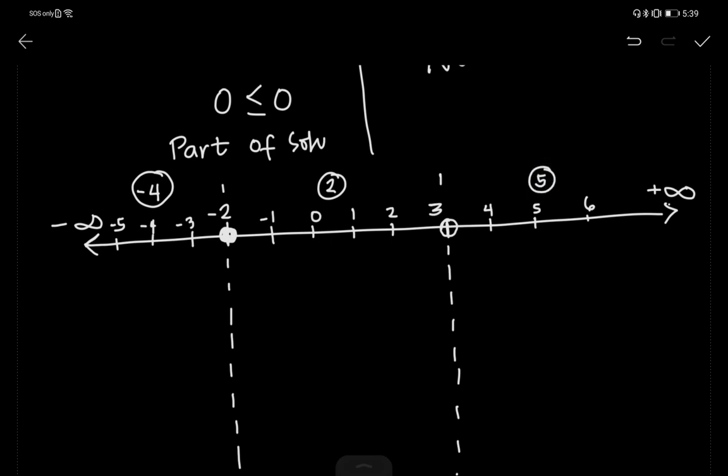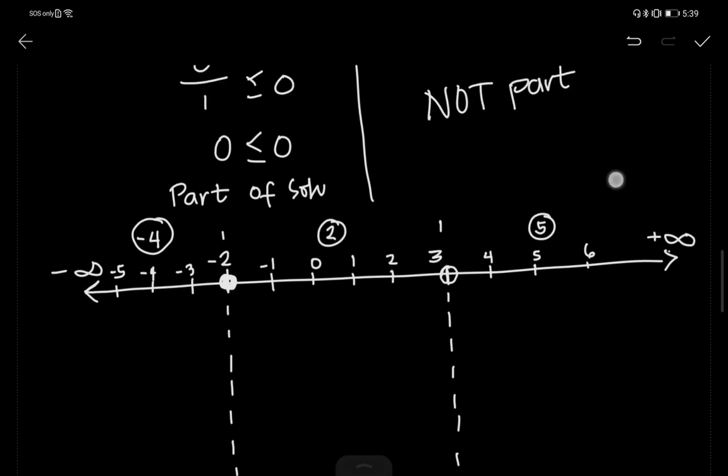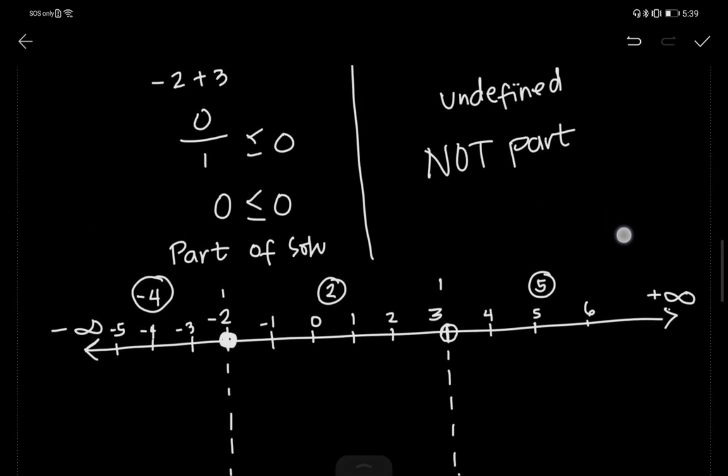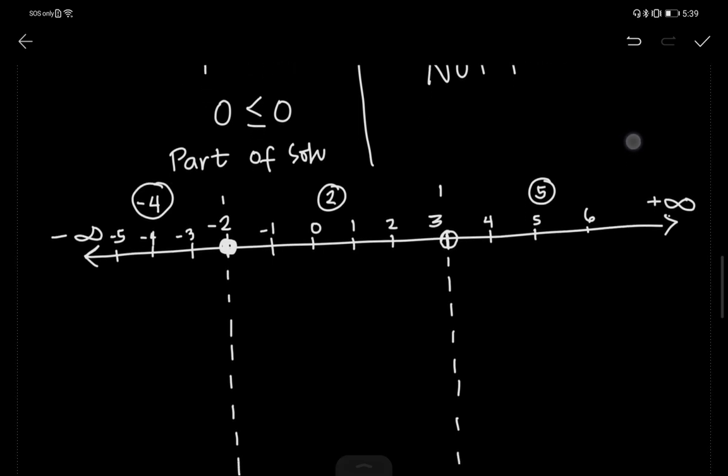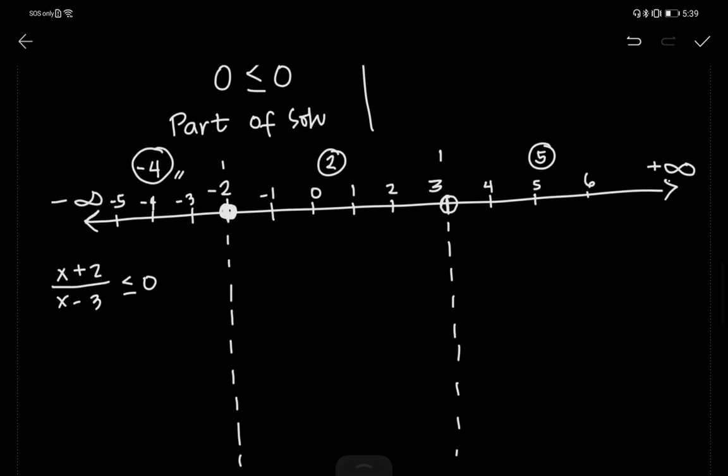After natin makuha yung mga number na ito, ite-test natin siya ng bawat isa kung masasatisfy niya ba yung condition mula doon sa ating original given rational expression. So if we have here our original given expression na x plus 2 all over x minus 3 is less than or equal to 0, ba ang kalalabasan if we are going to substitute the number na nakuha natin dito? So let us test.